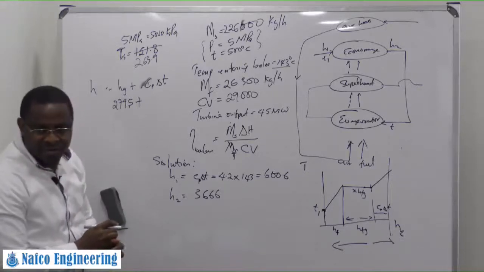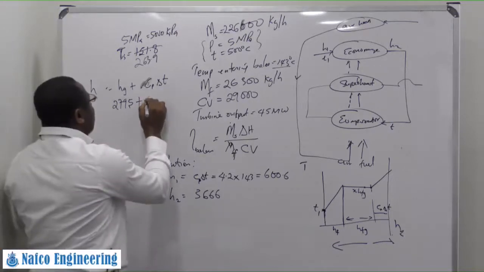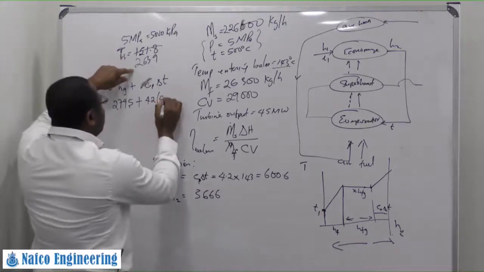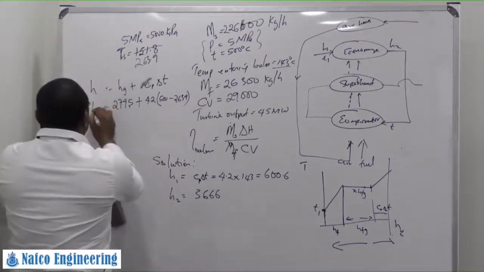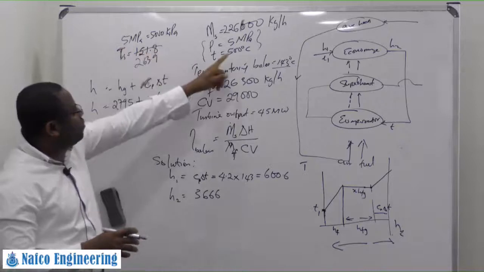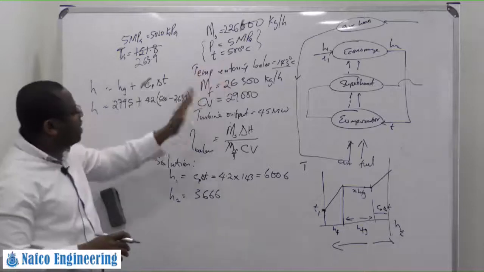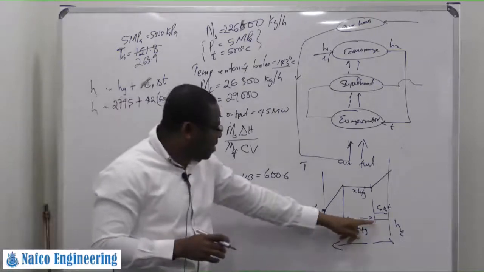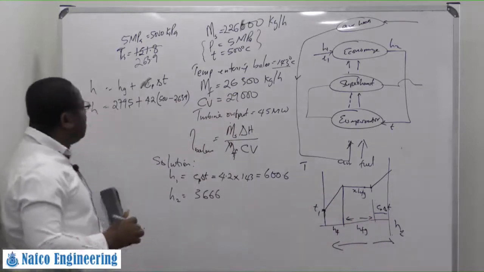Okay, what's the Cp for water? Because for steam we added the 4.187, so 4.2. Now we just take the difference in temperature: 500 minus 263.9. This is another way that we can use. Any of the ways are okay: you go to superheat and look for 5 MPa at 500 and get the enthalpy, or you get the enthalpy from here to here plus this small one, which is Cp delta T.